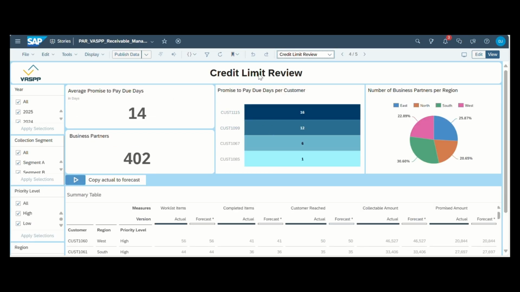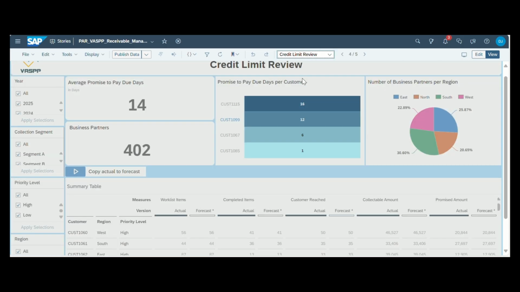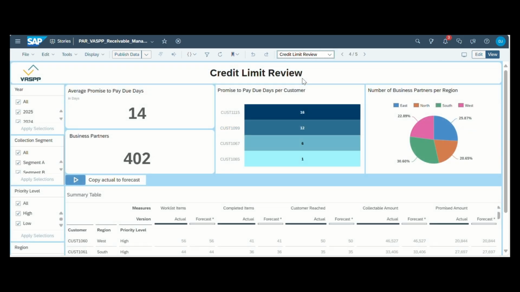Page 4, Credit Review and Due Day Analysis, the lag indicators. This page gives you hindsight, how long customers actually take to pay. The average promise to pay due days, 14 days, indicates delays beyond due dates, impacting both reliability and forecasting. You also see number of business partners, 402, showing the breadth of receivables to manage.